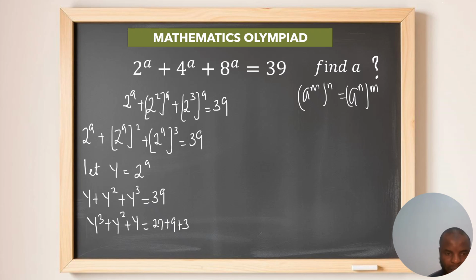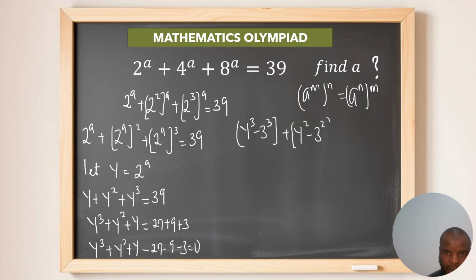So here I'm going to write this as y cubed plus y squared plus y minus 27 minus 9 minus 3 equals 0. Writing this given equation, I can say y cubed minus 3 cubed, because 27 is 3 cubed, plus y squared minus 3 squared, because 9 is 3 squared, plus y minus 3 equals 0. So they are still the same.